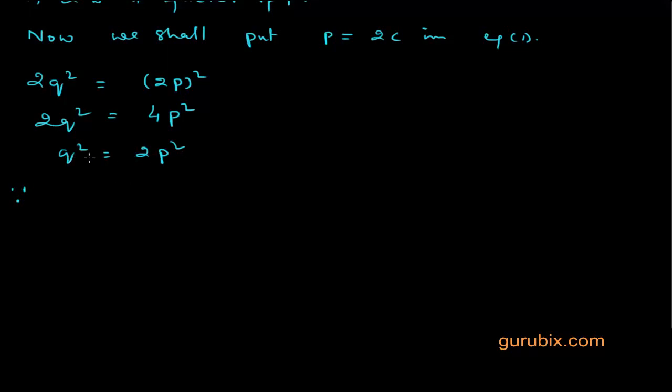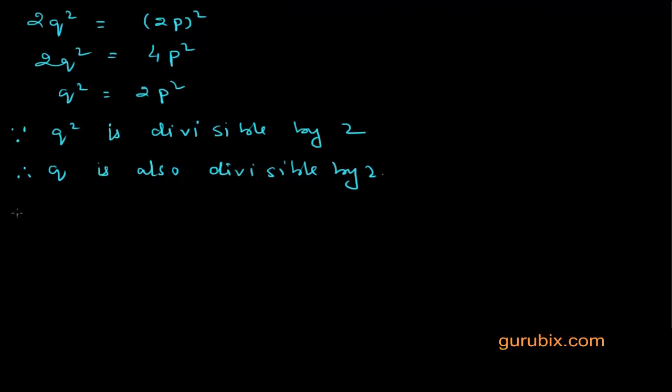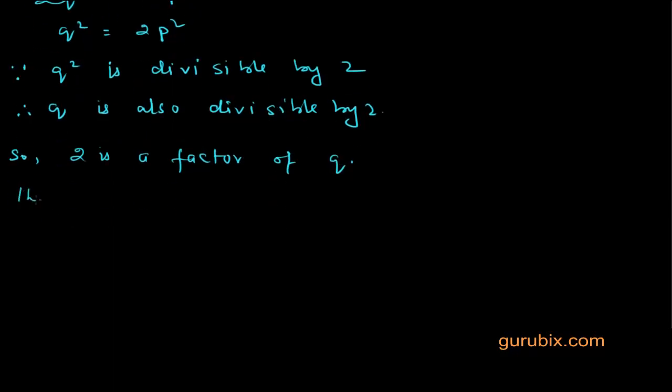Now what we observe is that the value of q square equals 2c square. So q square is divisible by 2. So by the previous theorem, q is also divisible by 2. And what we see now is that 2 is a factor of q.